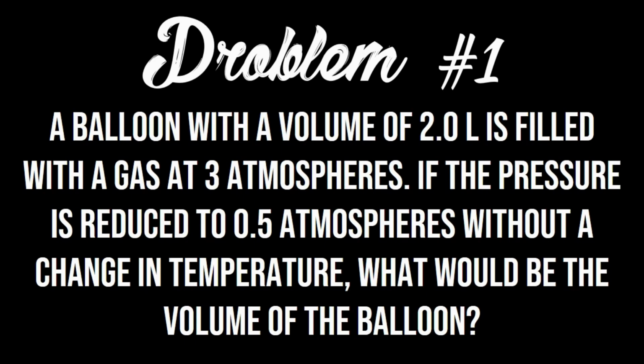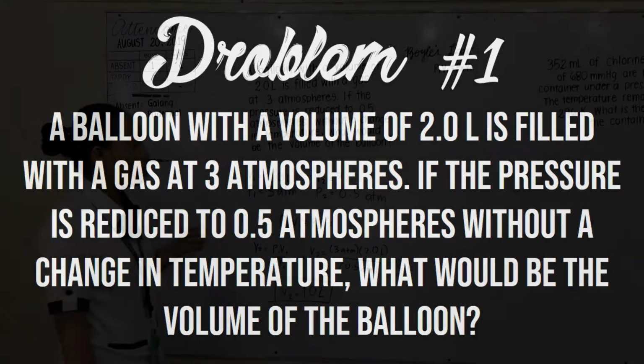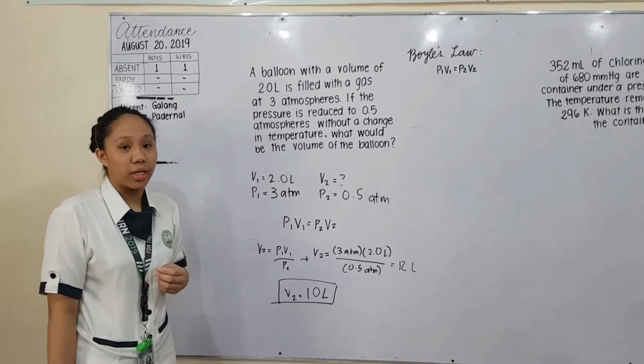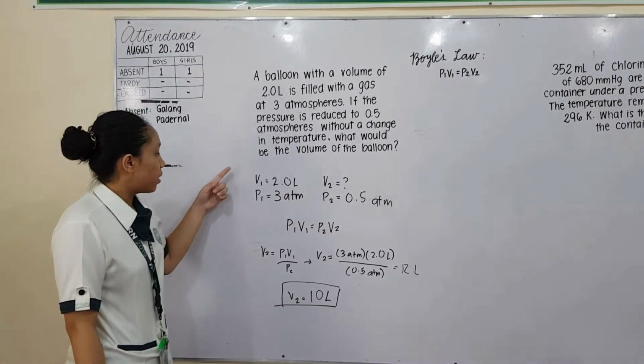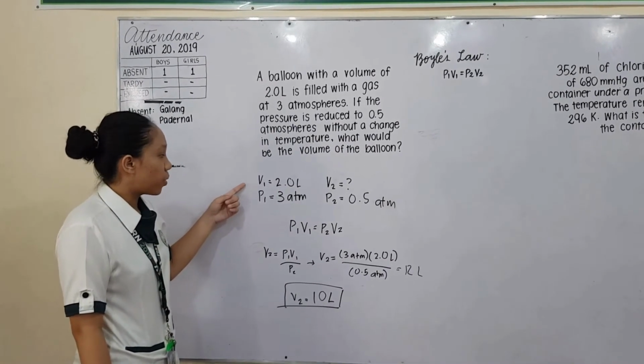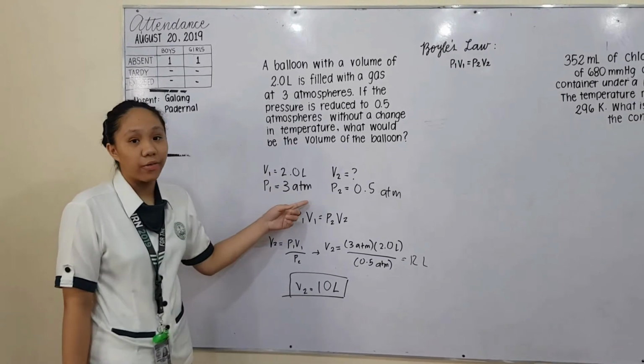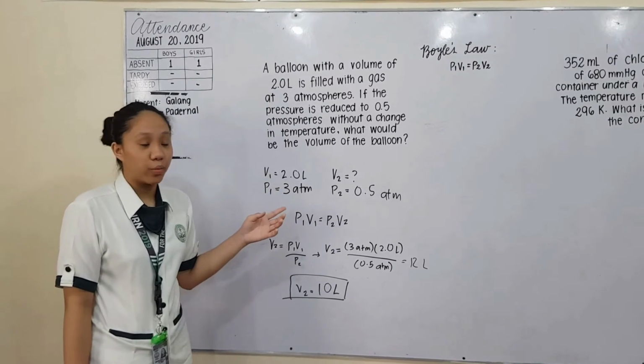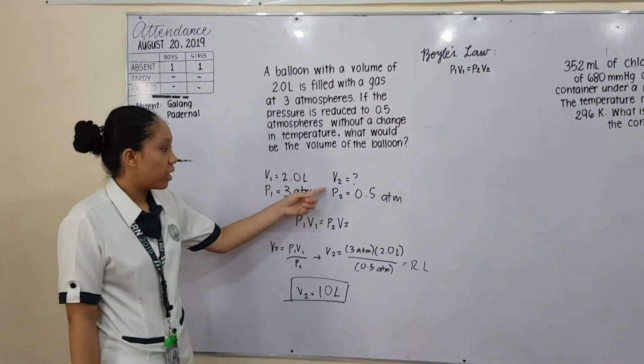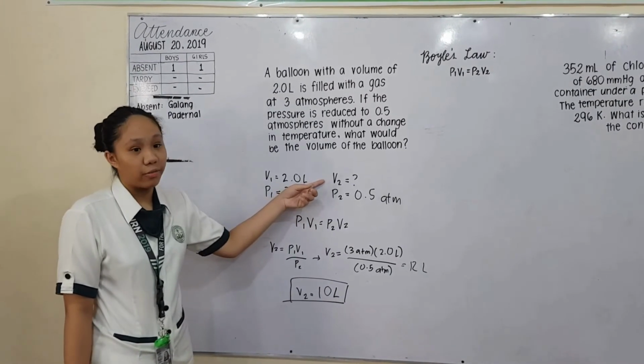We are given a problem: a balloon with a volume of 2.0 liters is filled with a gas at 3 atmospheres. If pressure is reduced to 0.5 atmospheres without a change in temperature, what would be the volume of the balloon? So what we should do first is write the given. We are given the initial volume, that is 2.0 liters, and initial pressure, that is 3 atmospheres. We are also given the final pressure, which is 0.5 atmospheres. And we are looking for the final volume.